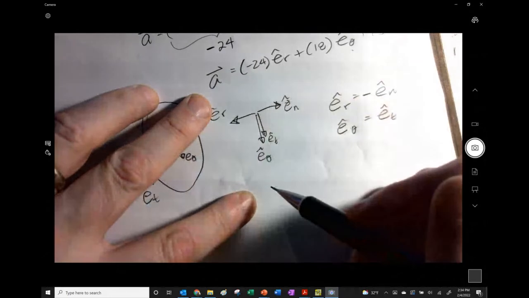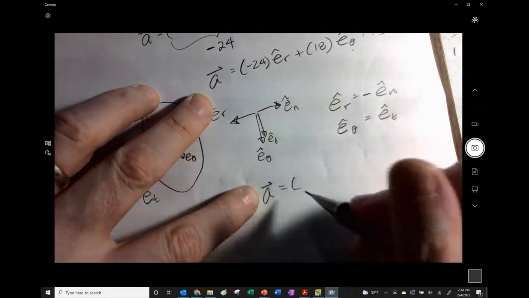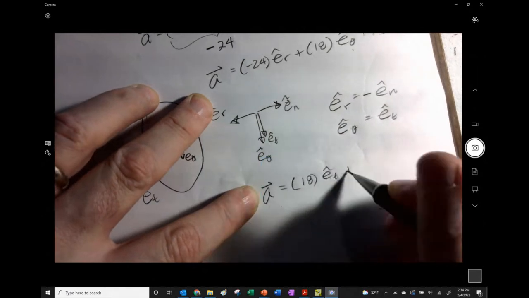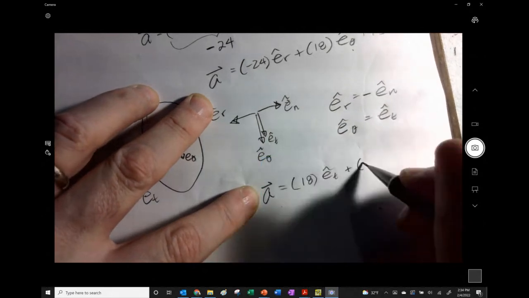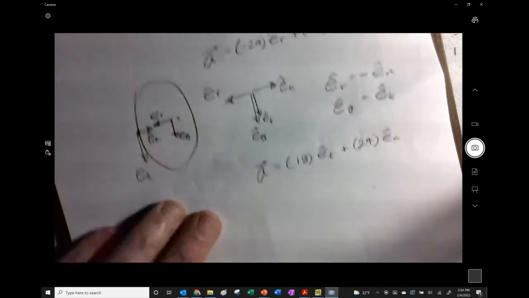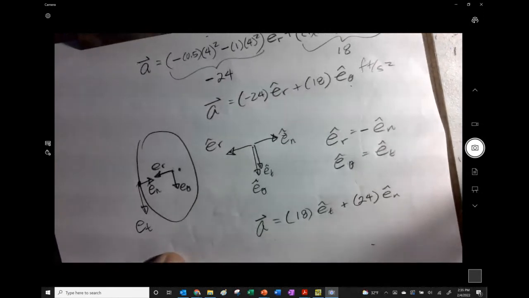So what we could rewrite that acceleration as being is 18 e_t plus 24 e_n. Does that make sense for this situation here?